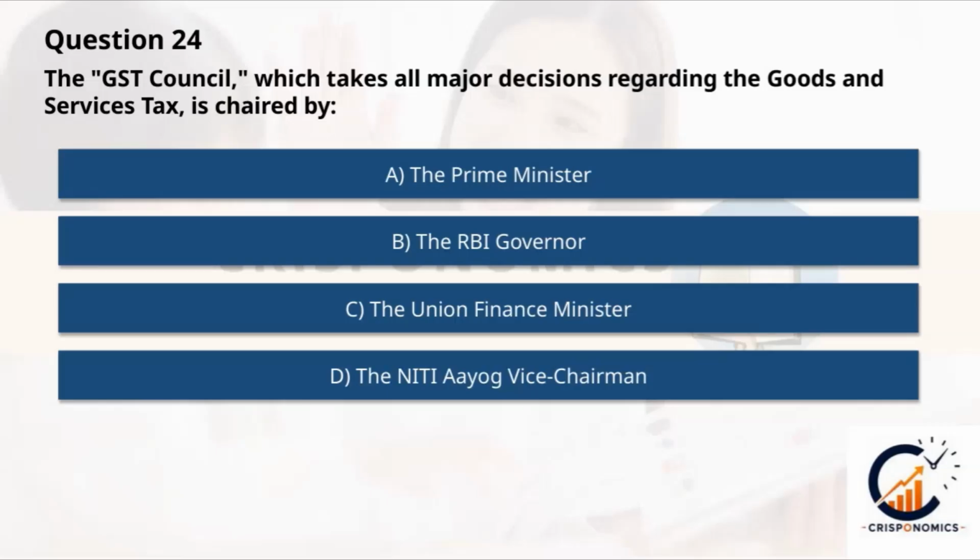Let's talk about the GST Council, the key decision-making body for the goods and services tax in India. It's chaired by one important figure, who brings together the perspectives of the central and state governments. The question is, who leads this council? Is it the Prime Minister, the RBI Governor, the Union Finance Minister, or the NITI Aayog Vice Chairman? Understanding this helps us grasp how GST policies are shaped and implemented.